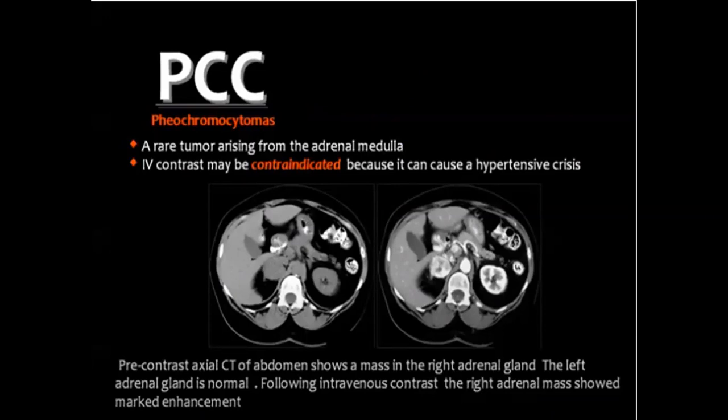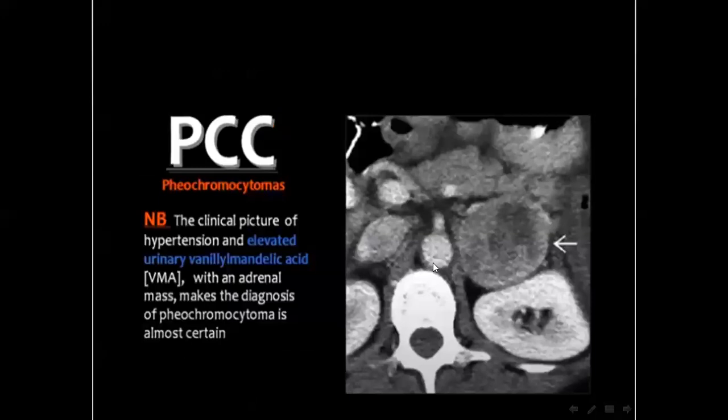IV contrast sometimes causes a hypersensitivity reaction, so it is sometimes not given in this case. This case is a pre-contrast axial CT of the abdomen showing a mass in the right adrenal gland. The left adrenal gland is normal. Following intravenous contrast, the right adrenal mass shows marked enhancement here. Contrast can sometimes cause a hypersensitivity reaction in pheochromocytoma.